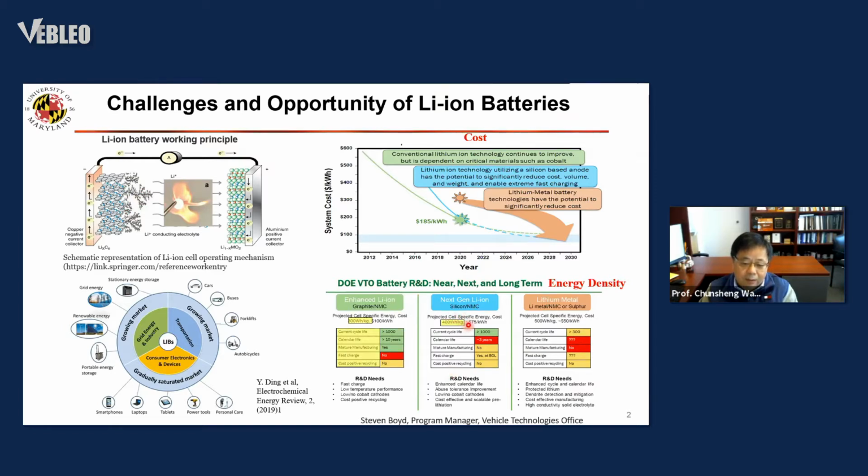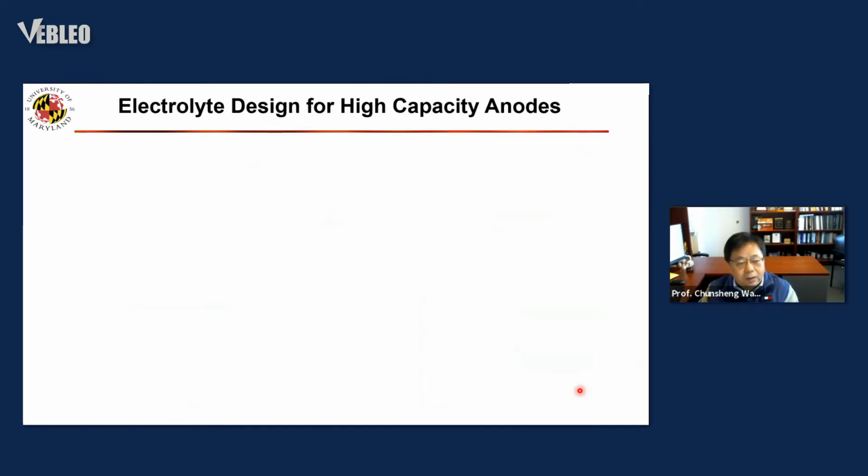Second is silicon. If we use silicon to replace graphite, the energy density can be increased from 300 to 400. But the problems are calendar life and also cycle life. Eventually they think they should go to lithium metal, and lithium metal has the problem of lithium dendrite, so cycle life and safety are a concern. So today, I will talk about electrolyte design for three types of battery chemistry and why they are different, and how we can design future electrolytes for high energy lithium metal batteries.